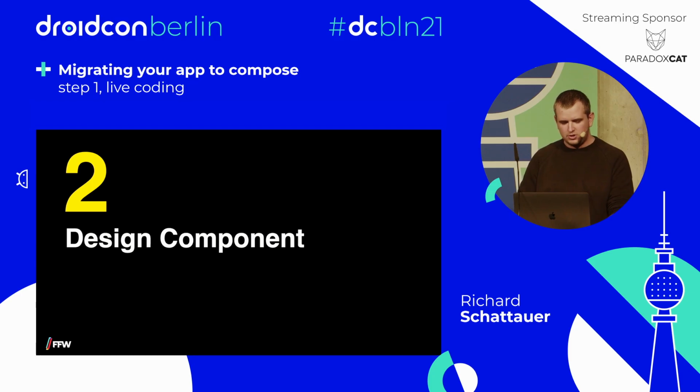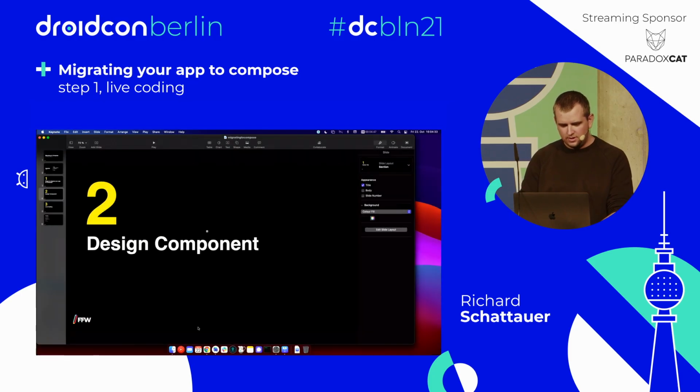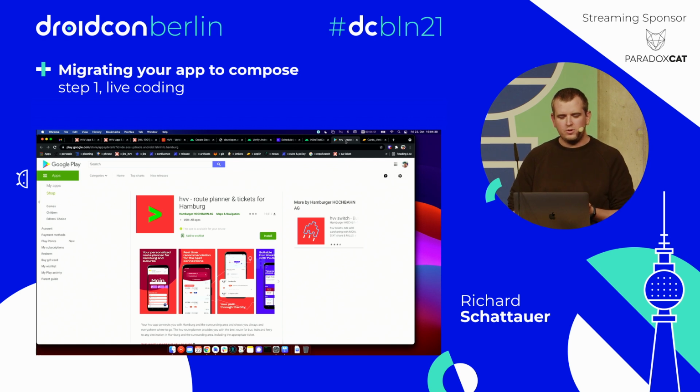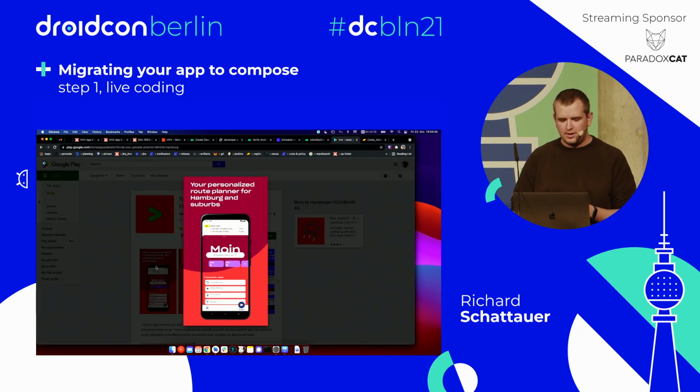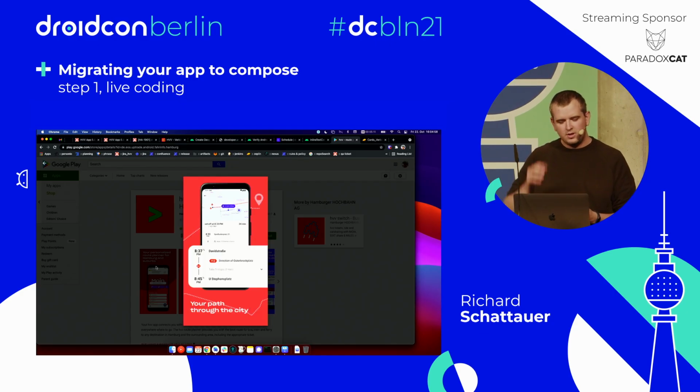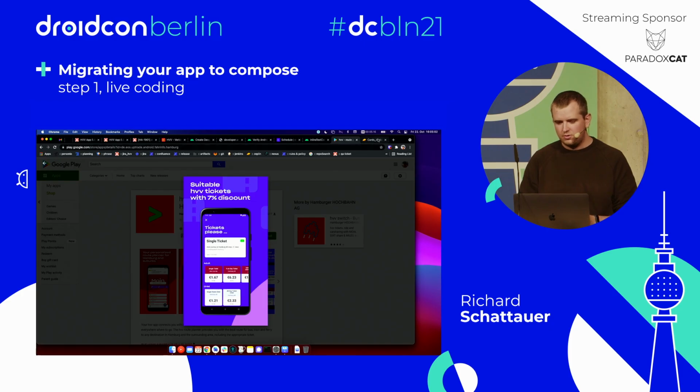So let me quickly show you the design component that I will be talking about. The app I'm working on is Hyperflow, which is a public transport map in Hamburg. We just relaunched it. This is how it looks. It's really colorful. You can search for a route from A to B and then get some results. You can show those results on the map and so on. So this is the app I'm working on.